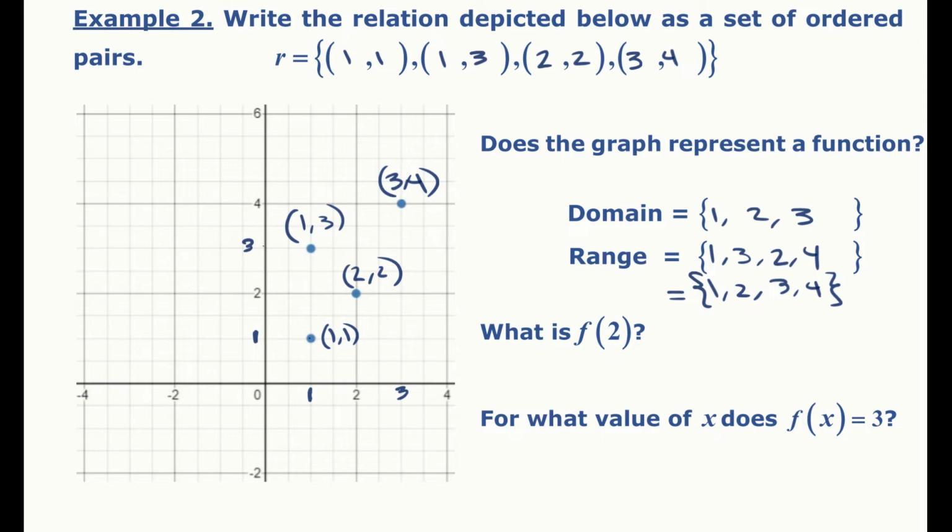What is f of 2? In other words, what's the output of this relation when the input is 2? Well, here's the input 2. We know the output is 2. Now, don't be confused by the fact that f is used here. Remember, these are just names. It doesn't matter. Understand the concepts behind what is going on here. So we say f of 2 is 2.